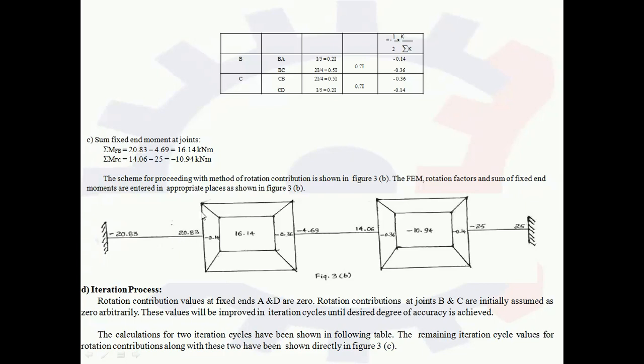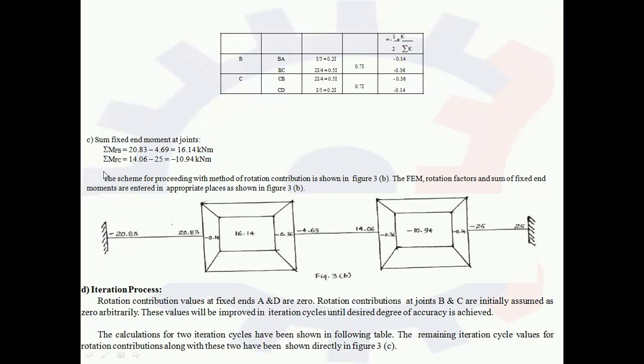Now this middle value, which is 16.14 and minus 10.94, came from the calculation of the sum of the fixed moments at a particular joint. Joint B has 2 members, BA and BC. If we sum the fixed moments at BA and BC, 20.83 minus 4.69, we get 16.14 kilonewton meter, and that value we wrote in the center of that box.